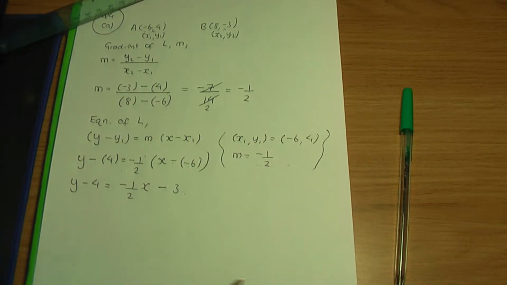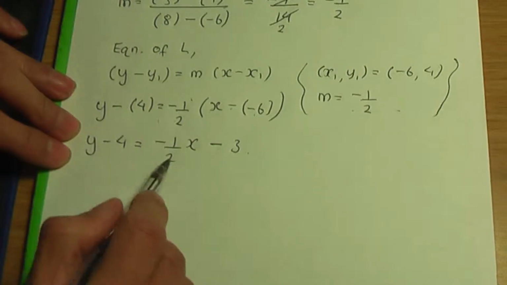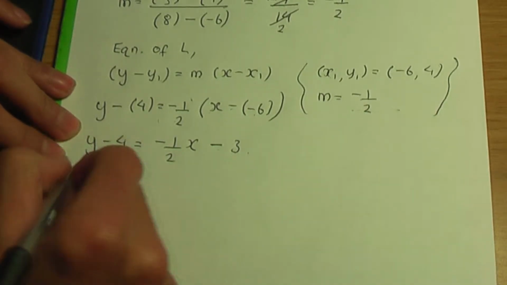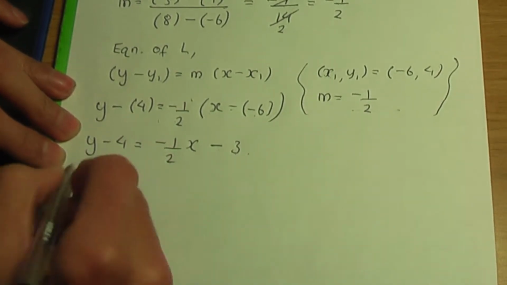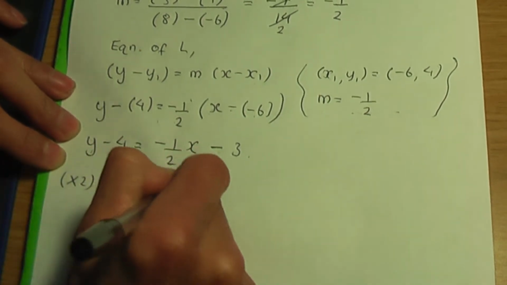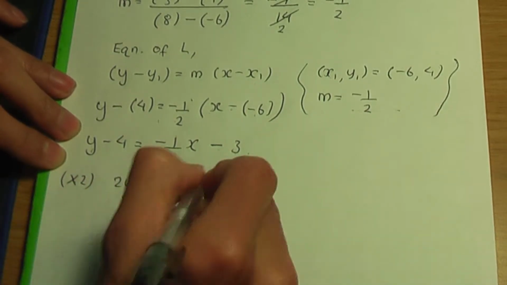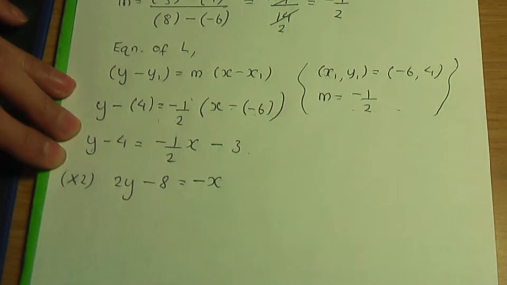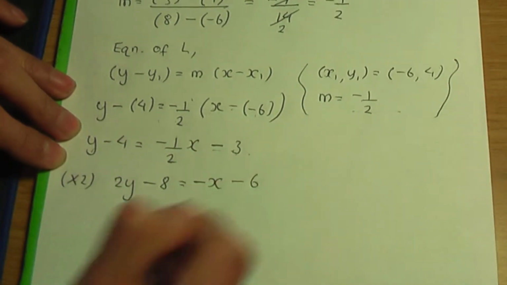Now if we go back to the question, we need our answer in the form ax plus by plus c equals 0, where a, b and c are integers. So back to the paper and pen. Let's get rid of the fractions. Let's multiply every term by 2 to get rid of this 2. 2 times y is 2y. -4 times 2 is -8. That is equal to -half times 2 is minus 1, so minus 1x. And 2 times minus 3 is minus 6.